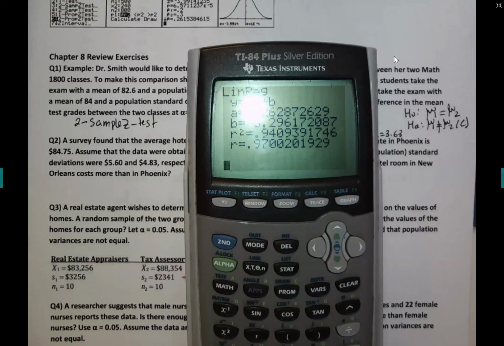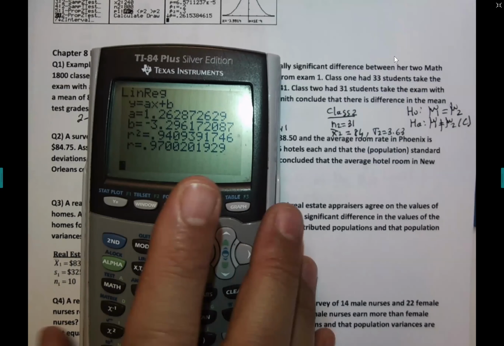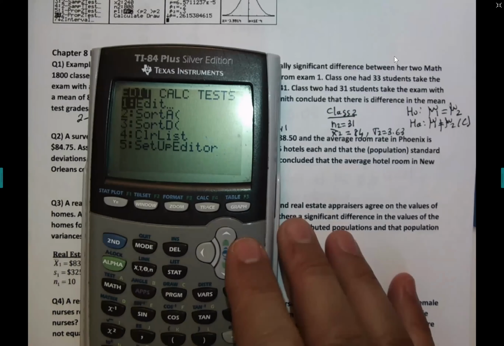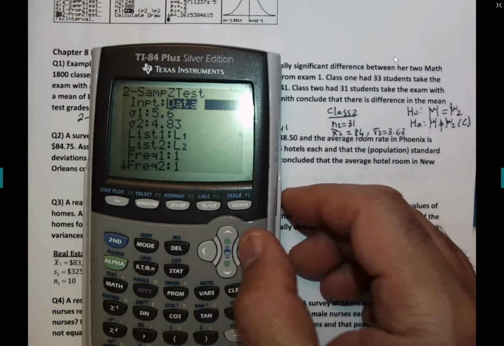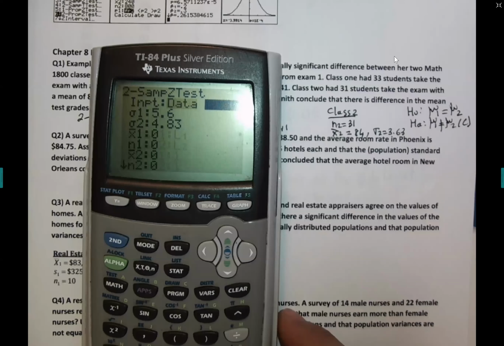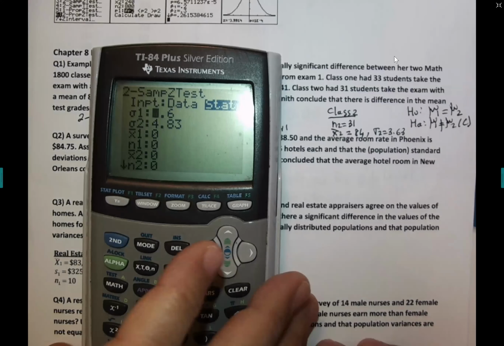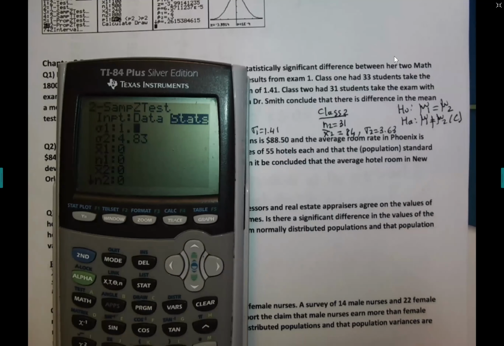You go on, turn the calculator on. Let me just move this away. Stat, tests, 2 sample z-test. No data here. I have a summary. Stats. Okay, sigma 1. So we say sigma 1, what was it? 1.41. Sigma 2 was 3.63.